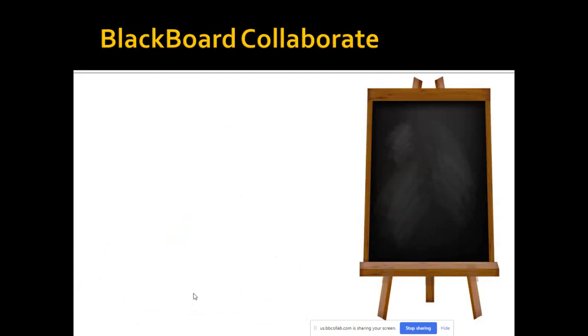Blackboard Collaborate has an option that I have not tried yet. So in an online scenario, I have thought of this, but I have not actually used it yet. So if anybody wants to try this and let me know how it worked, I would love to hear how it worked from you if you do something similar.